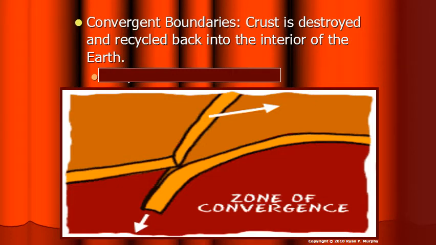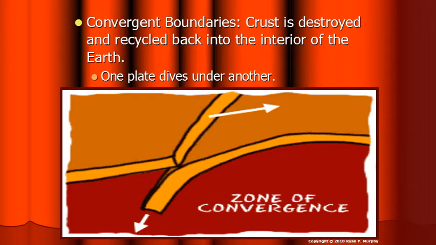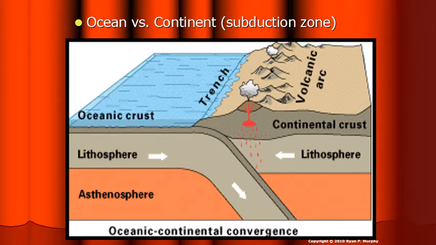That is our convergent boundary. This is where crust is destroyed and recycled back into the interior of the Earth. And depending on what type of crust you have here, you can have some different features happening. So one plate is going to dive underneath. If we have an ocean versus continent area where they are converging, this is called a subduction zone. And this can create a very large trench. This is like a really deep valley. In fact, the lowest place, kind of the opposite of Mount Everest, the lowest place on Earth is called the Mariana Trench. And that's an example of a subduction zone. Take a look at this little clip on the next slide here to see what a subduction zone looks like.